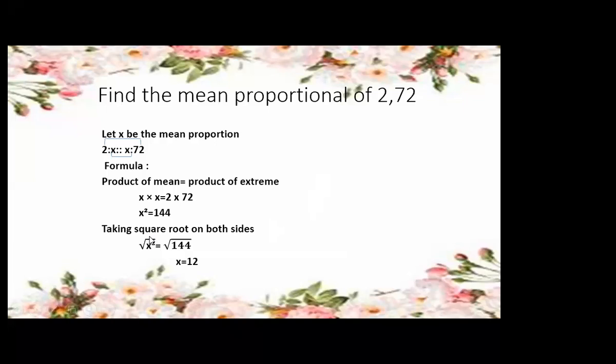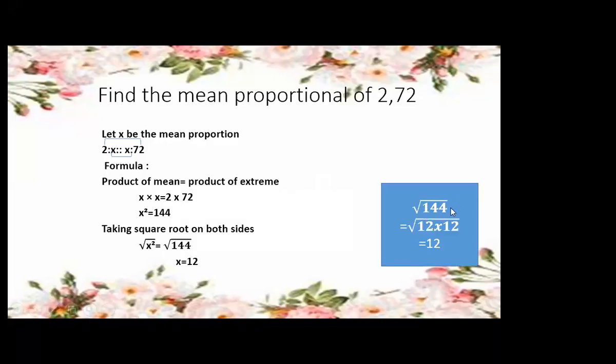Why? Because this square is going to be cancelled with the square root. We get x is equal to 12, because 144 means 12 into 12. 12 twelves are 144 and there is a pair of 12, so I get 12 as an answer. Let me give you one more example. If I get 81 instead of 144, the square root of 81: I know that 9 nines are 81. 9 into 9 is 81, so there is a pair of 9. So I get the answer 9.